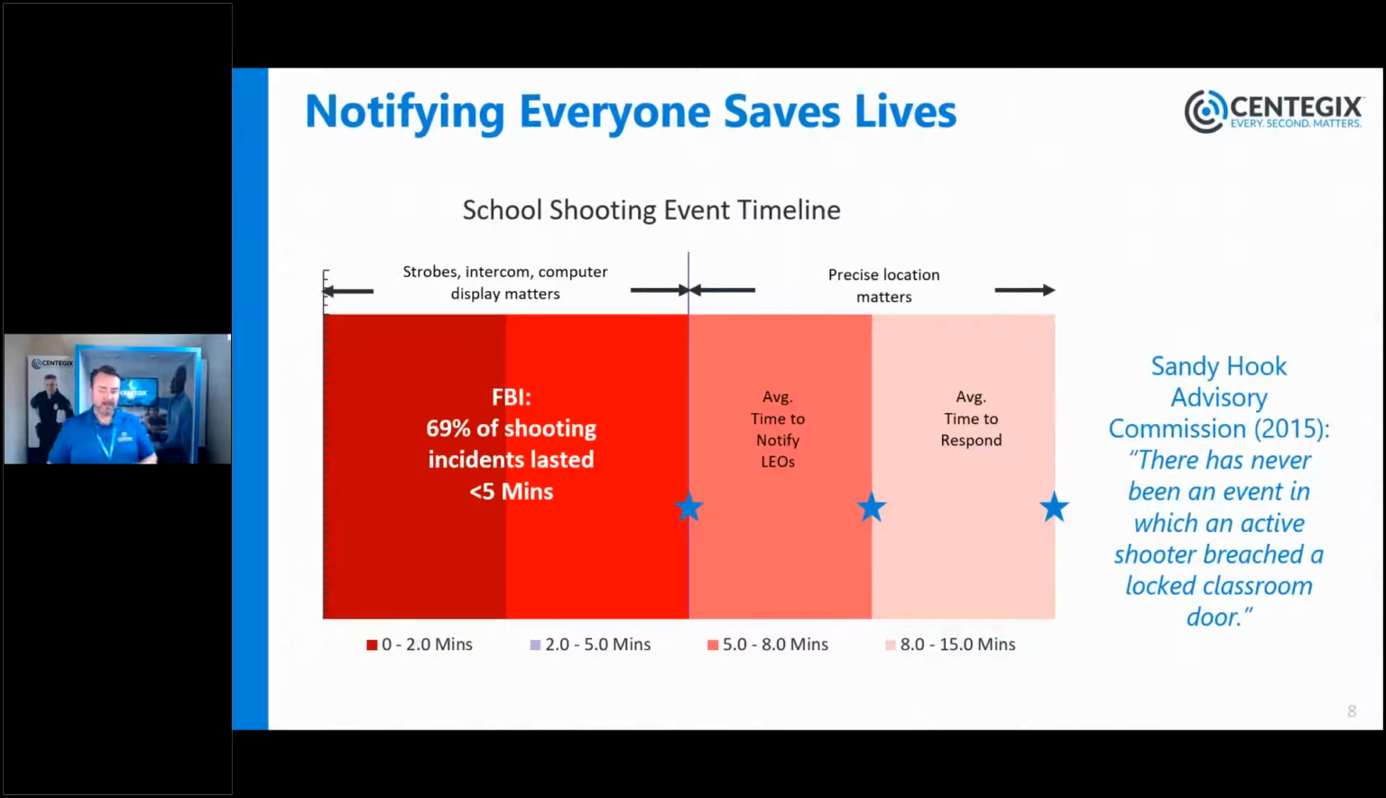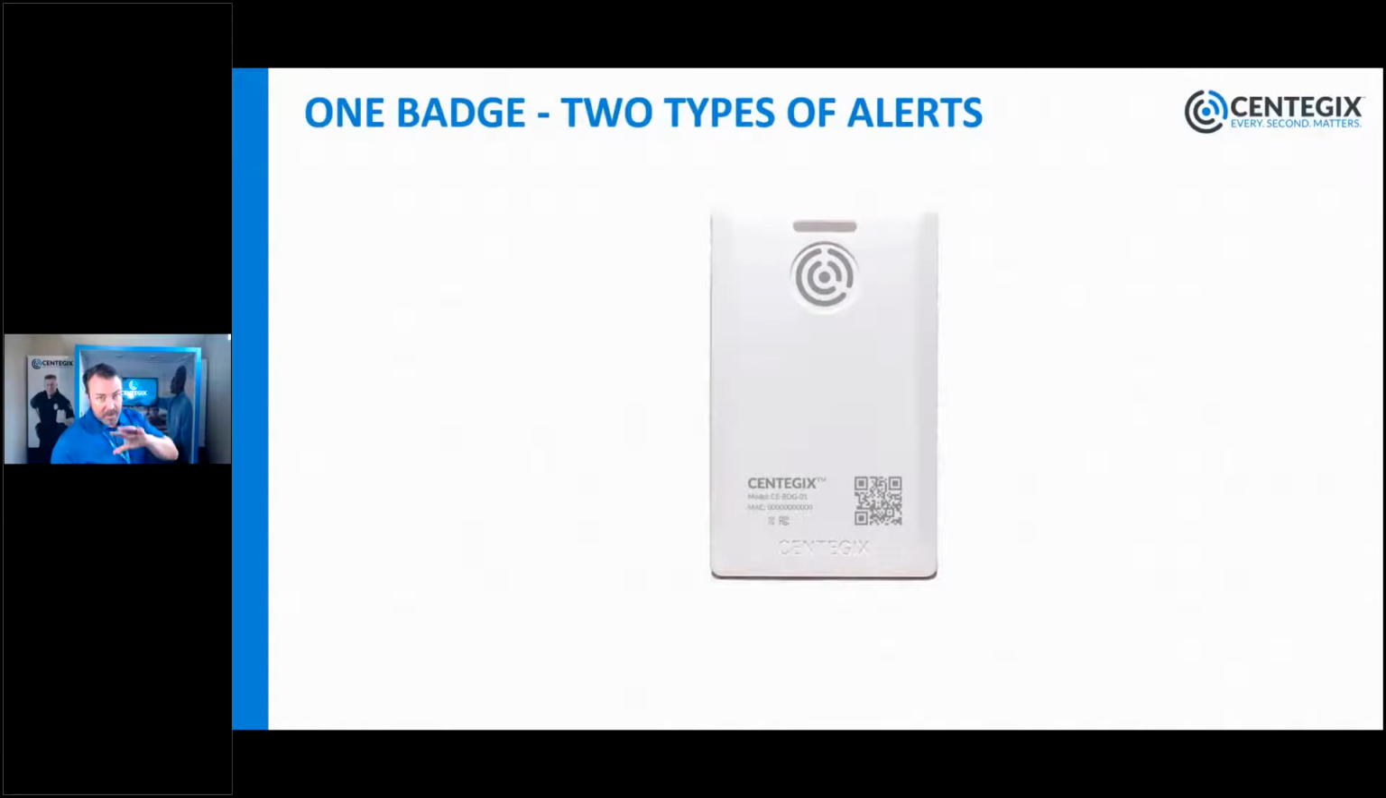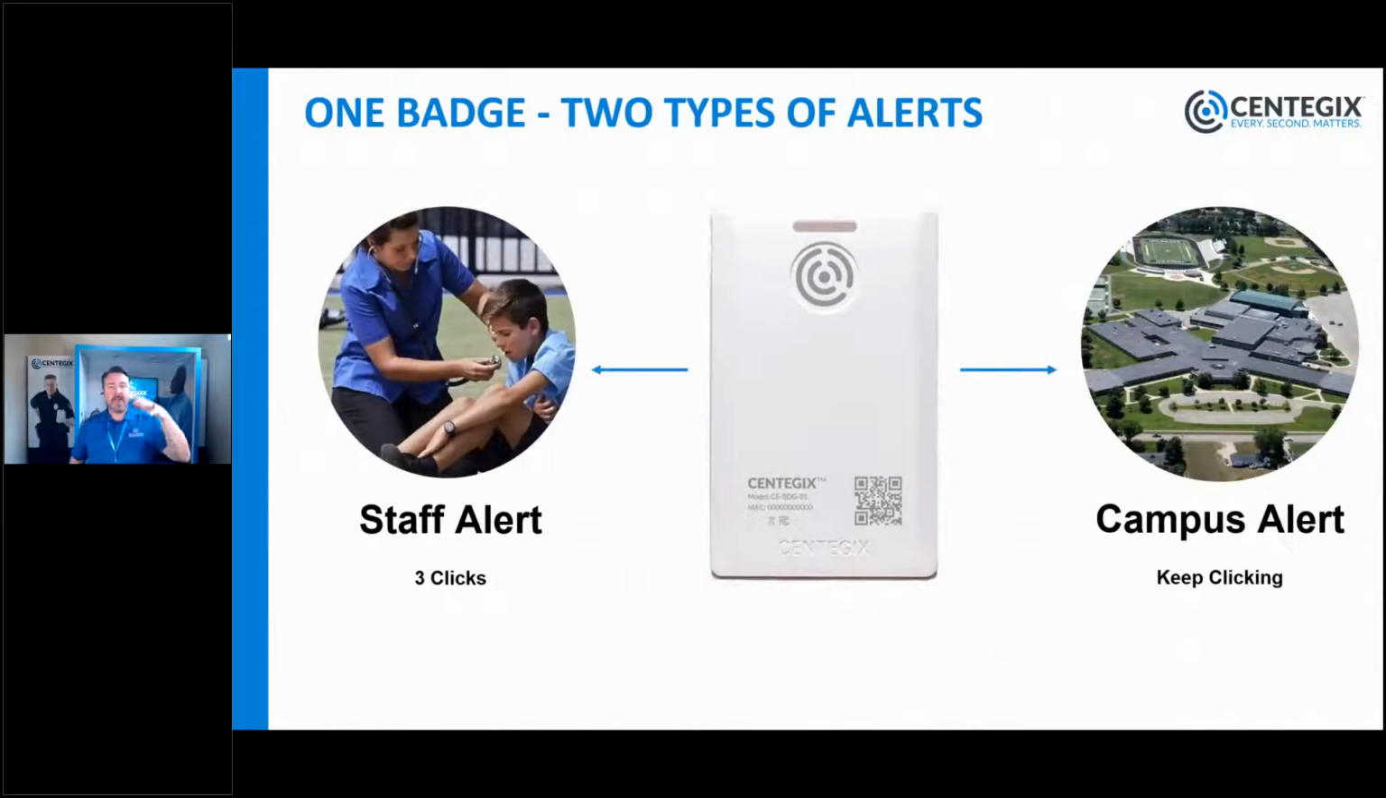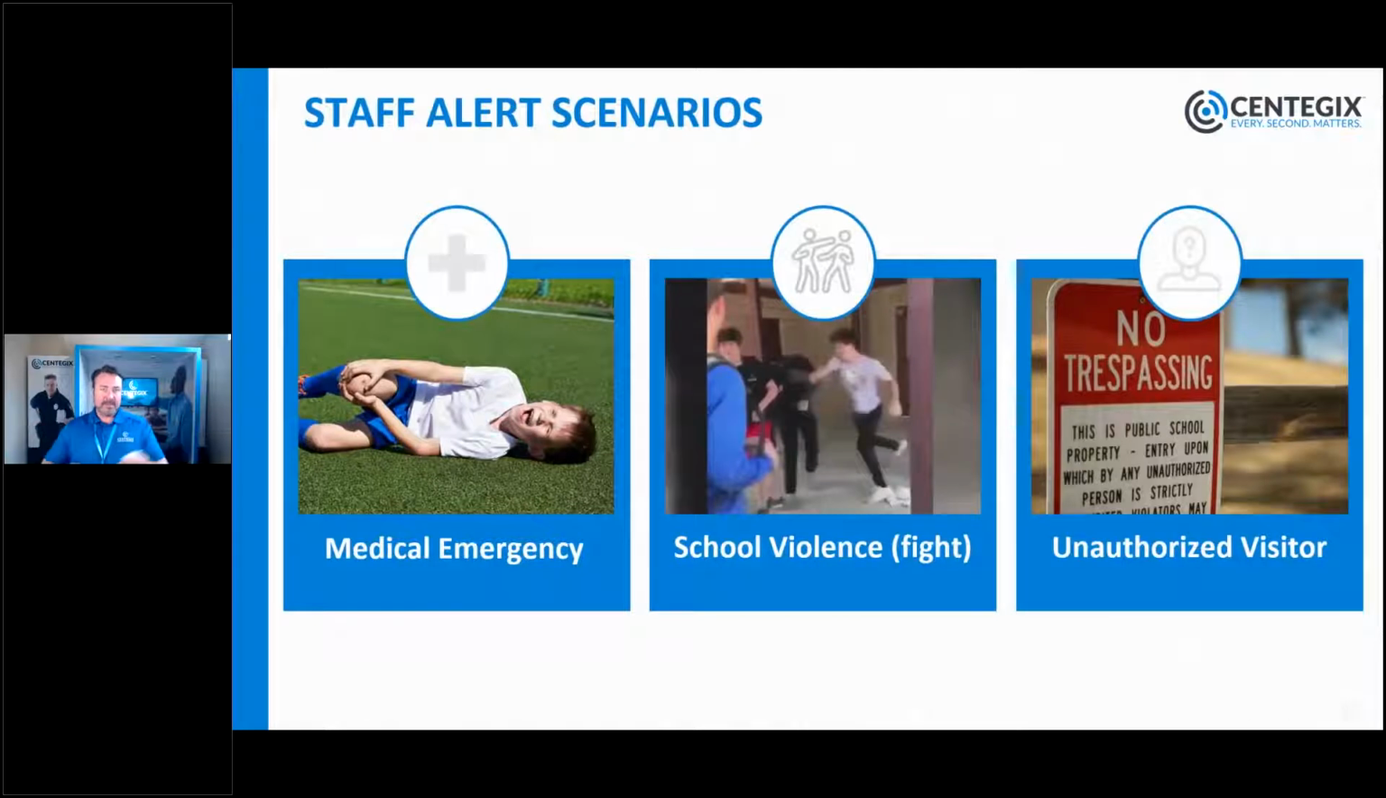I'm going to show you exactly how that works. So what we have is one badge. This badge will allow you to do two different things. You can click to activate a staff alert, and you can click to activate a campus-wide alert. Now, staff alerts are all those day-to-day things, right? This is the medical emergency. This is the fight. This is the irate parent. It's very simple. The staff member clicks the badge 3 times.